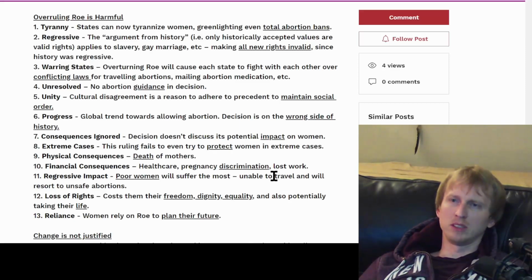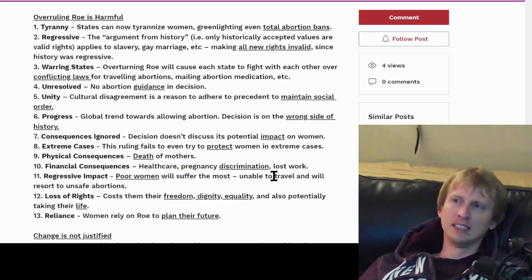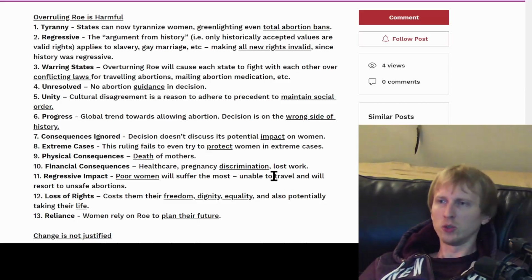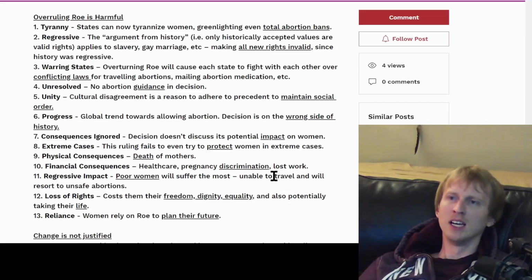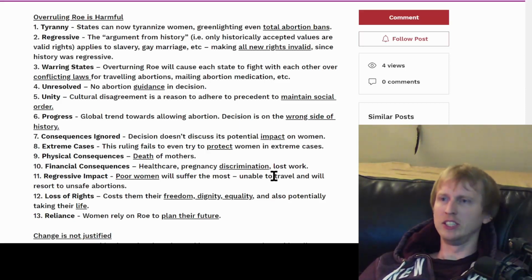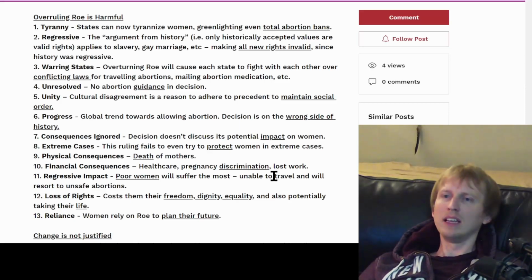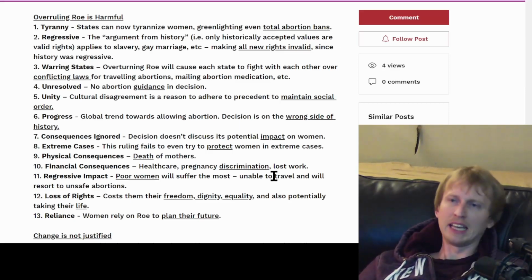The next argument was the regressive nature. Specifically, the argument from history, the argument that only historically accepted values can be converted into valid rights. If you take this argument seriously, this would apply to slavery, gay marriage, etc. Any new rights, right? Any new rights could be invalidated because history was regressive. Because in the past, the public opinion was that gays don't have rights.